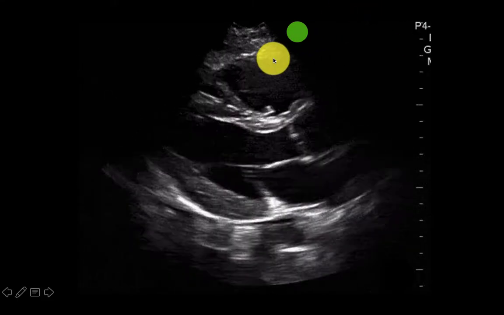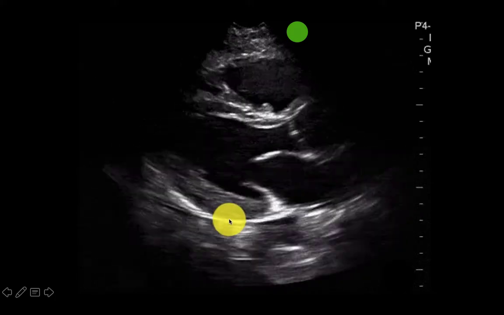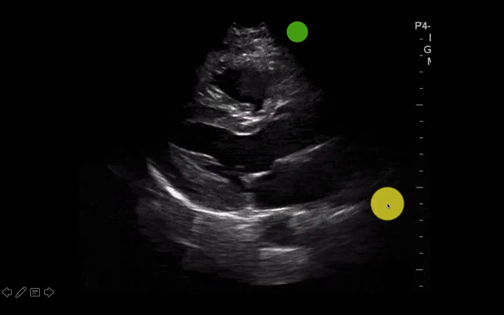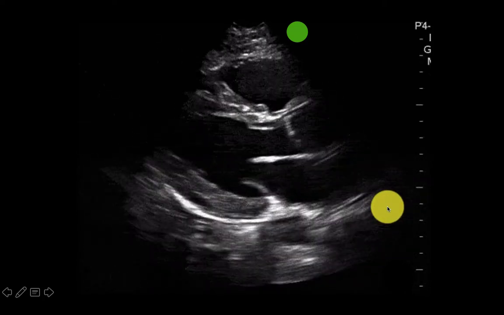Now our eye is going to be around this hyperechoic line that goes anterior to the RV and posterior to the LV and in front of the descending aorta here. That's the pericardium. And you'll notice that the descending aorta is not within the pericardium itself.